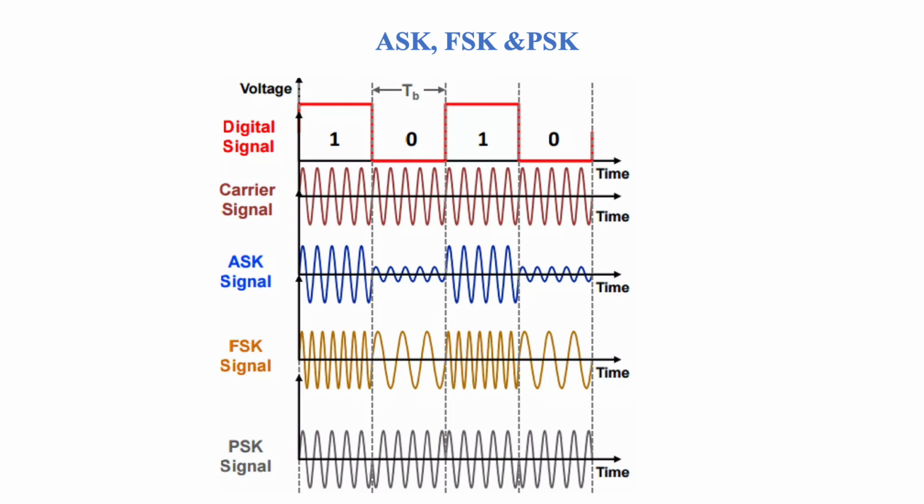So here we have an input which is 1, 0, 1 and 0. This particular data is going to be modulated by a high frequency carrier signal. We can see that in case of ASK, we find amplitude variations with respect to 1 and 0, in case of FSK, we find frequency variations, and in case of PSK, we find phase variations. So let us see all these techniques in detail.